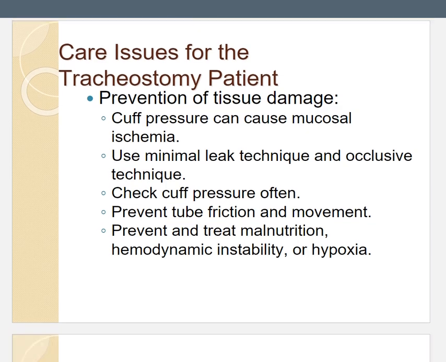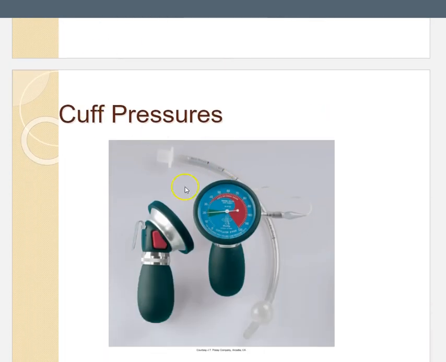Okay, this is kind of what they measure cuff pressure with, and we can see it in two methods of measurement, 14 to 20 millimeters of mercury or 20 to 28 centimeters of water, depending on what type of equipment we have to measure it with. Okay, so that's what usually RT does.